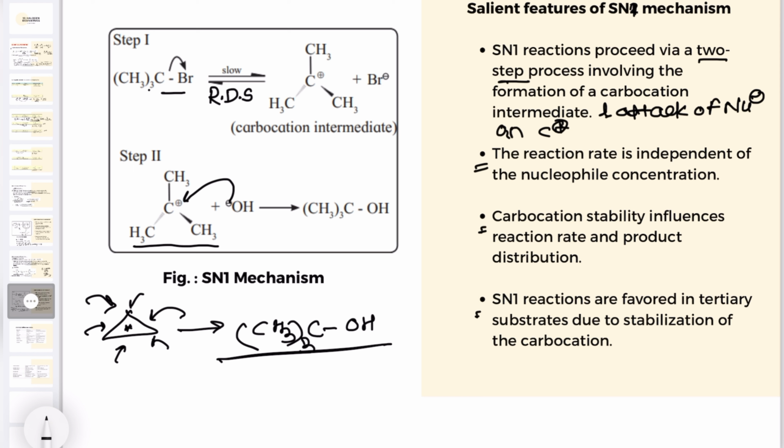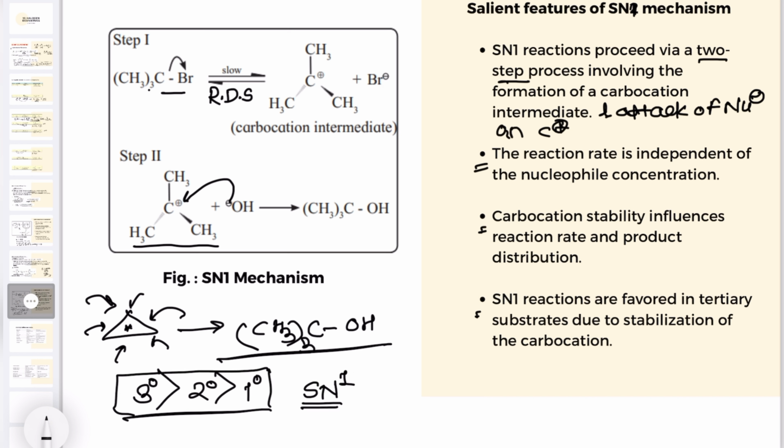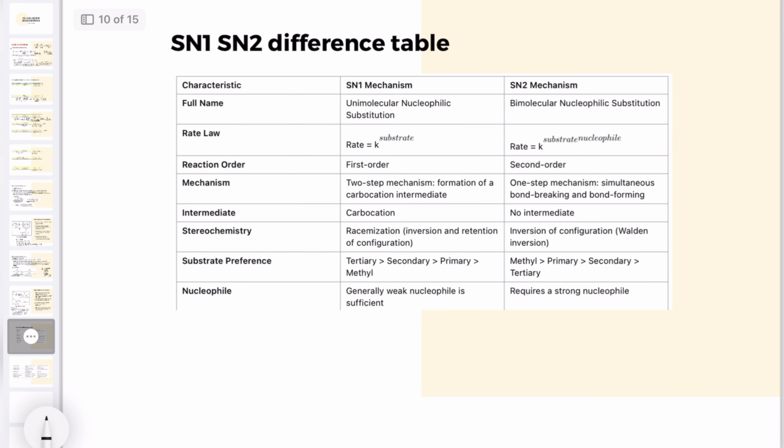Then next, SN1 reactions are favored in tertiary substrates due to the stabilization of the carbocation. Tertiary substrate, then secondary, then primary. This is the order of reactivity towards the SN1 reaction. It is also an important point. Then next, let us see the difference between the SN1 and SN2 reactions. Okay, first the full name. SN1 means unimolecular nucleophilic substitution reaction. SN2 is bimolecular nucleophilic substitution reaction.